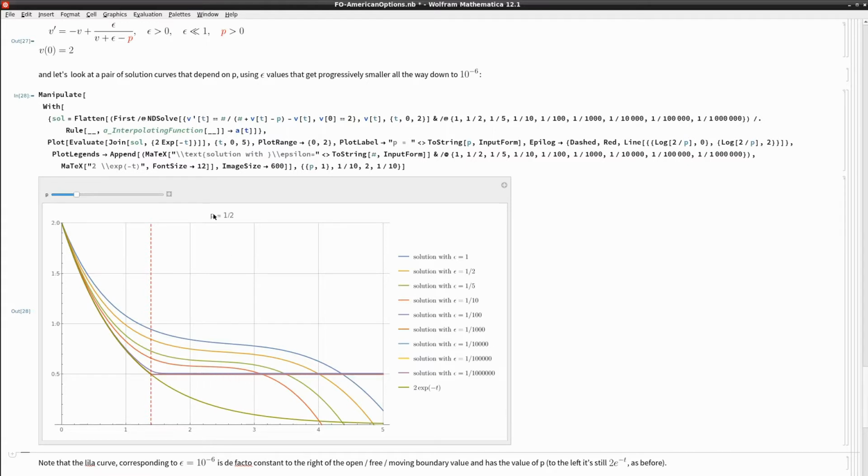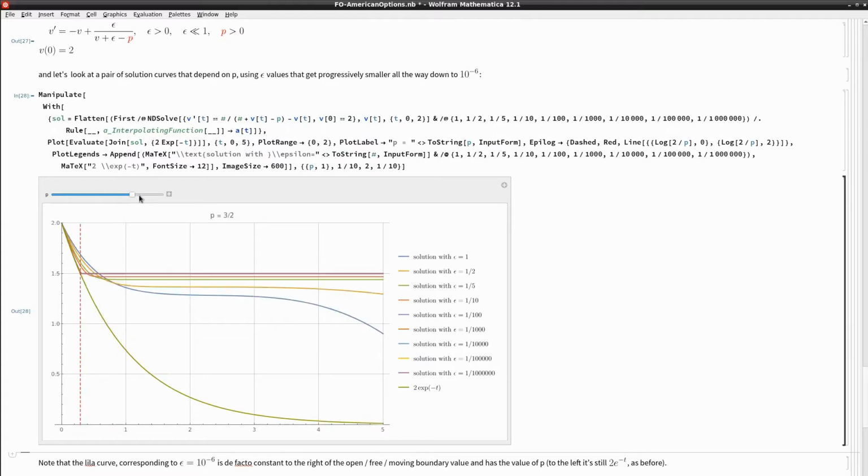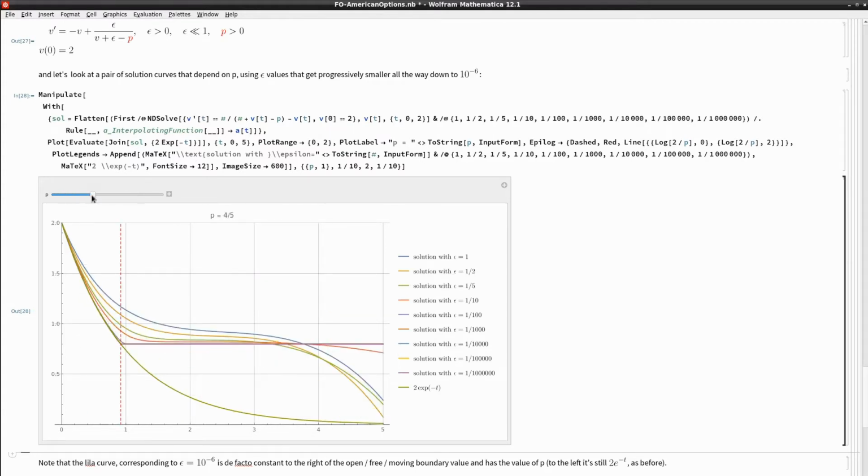So here in this case, p is a half, and we can change this number to whatever we want. And we see that we always have lilac equals green on the left, and it's always our value p on the right, provided we use a small epsilon. It's pretty bad for larger values of epsilon, but we're getting pretty good results when we use small epsilon.